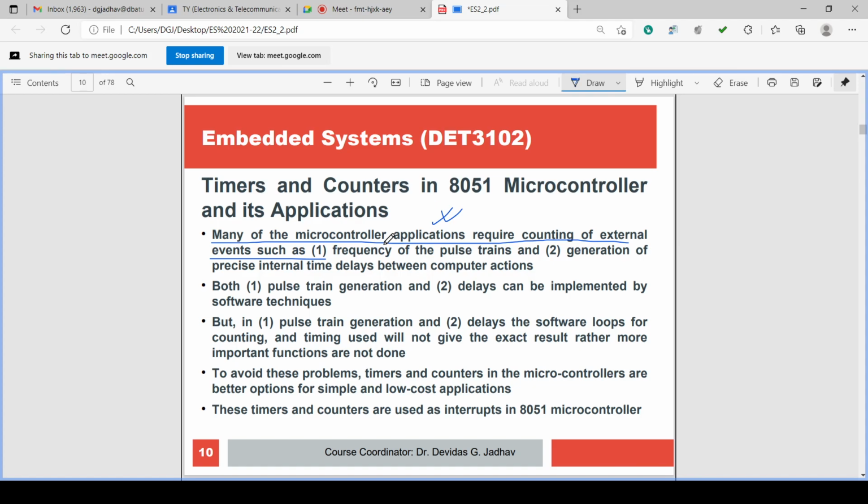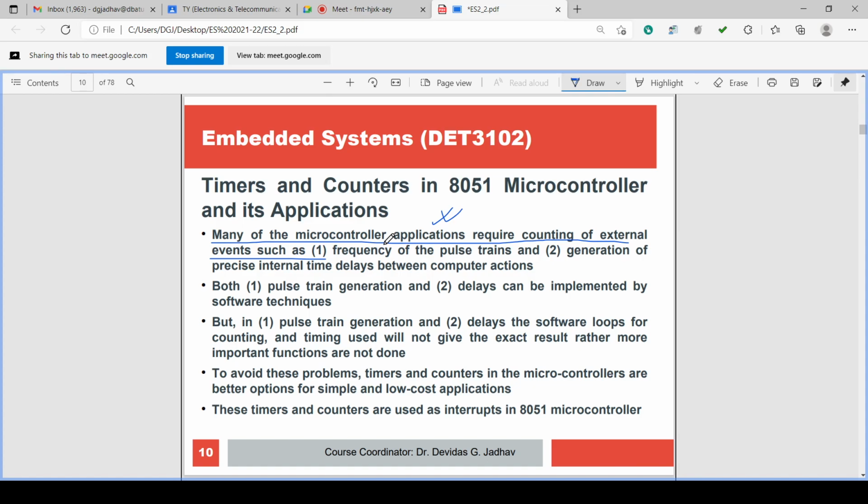This is one of the examples. Some boxes are moving on the conveyor belt and those boxes are detected by a sensor. One box goes in front of the sensor, the second box goes past the sensor, the third box goes. These boxes are counted 1, 2, 3, 4, and so on. So these are counters. This is an example of a counter.